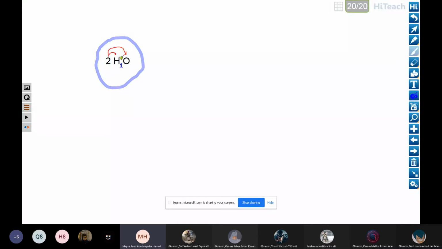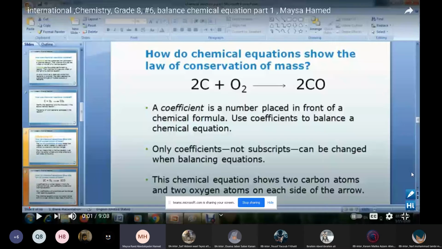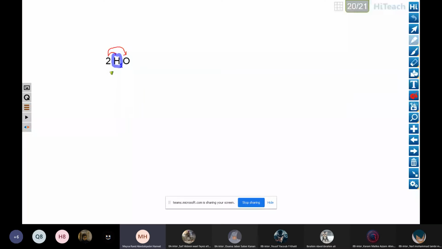But this subscript is only for hydrogen. Got it? You know now the difference between these two numbers? Yes, miss. Okay. Let's go back to it again. Can you do it now? For 2H2O, how many hydrogen atoms do I have here in this molecule? Miss, you have 2H2O. How many hydrogen atoms are in this molecule?